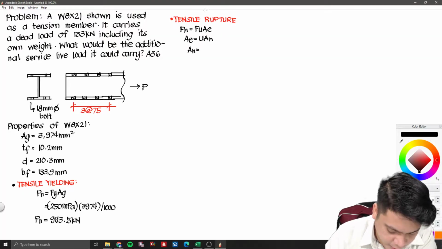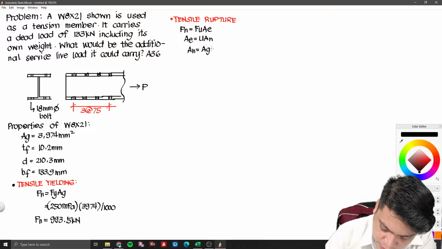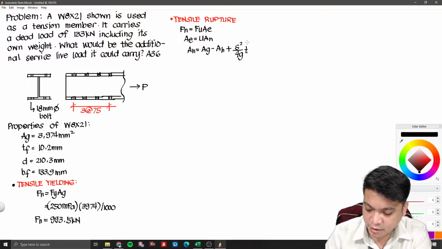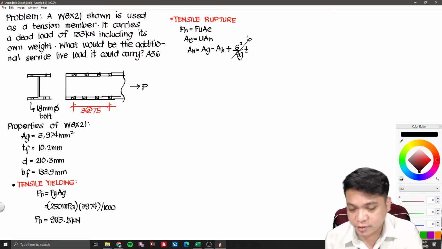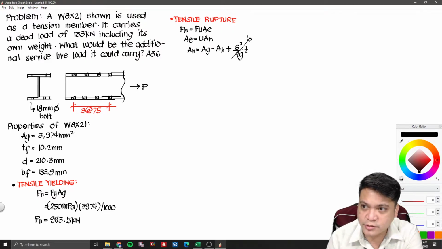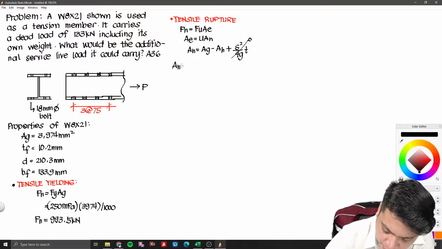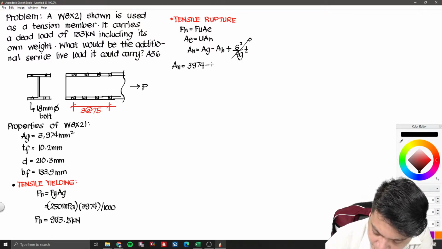So, our net area would be equal to A gross minus area ng hole. And if you have here the staggered connection, so you have s squared over 4g multiplied by t. But for this problem, we do not have a staggered connection, so that would become equal to 0. So let's solve for the A sub n. So A sub n is equal to 3974 minus apat yung hole. This is actually the cross section. So meron kang apat na hole.